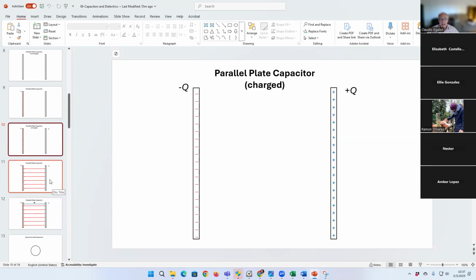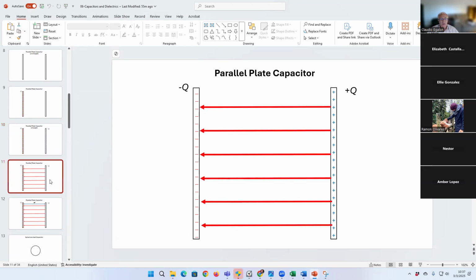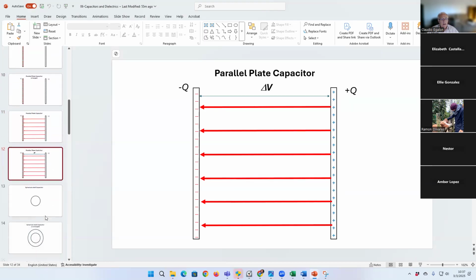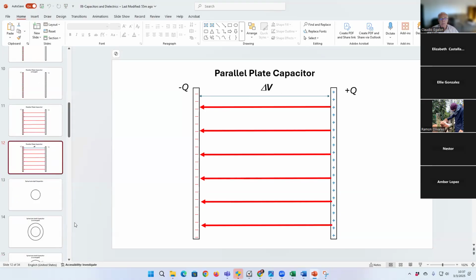And at this point in time, you already know that when you have those two plates charged, the electric field is going to be uniform with equipotential surfaces in between. Okay? There's an electric potential difference between them. That's one type, the simplest type of capacitor.